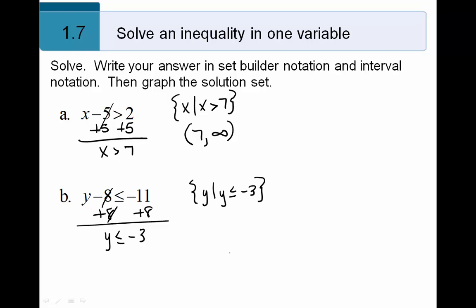In interval notation, our solution set starts at negative 3, and because of the equals to, we know negative 3 is a part of the set. To indicate that, we'll use a bracket at negative 3. Since we're looking for numbers less than negative 3, that would be to the left of negative 3 and would extend to negative infinity.